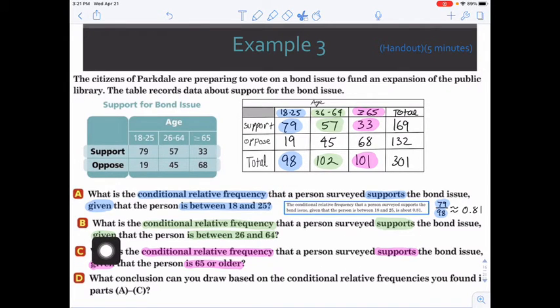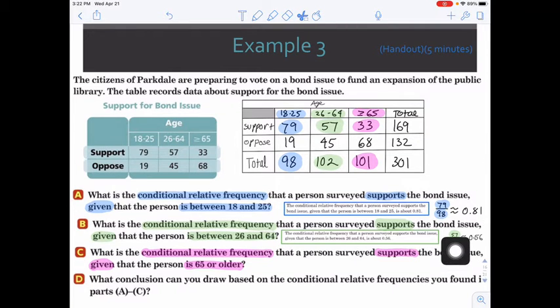For part B, it says, what is the conditional relative frequency that a person surveyed supports the bond issue given that the person is between 26 and 64? So we're going to use the same method, but now look at the people that are between 26 and 64. We had a total of 102 people between the ages of 26 and 64, and 57 of them supported the bond issue. 57 divided by 102 is about 0.56. So the conditional relative frequency that a person surveyed supports the bond issue given that that person is between 26 and 64 is about 0.56.